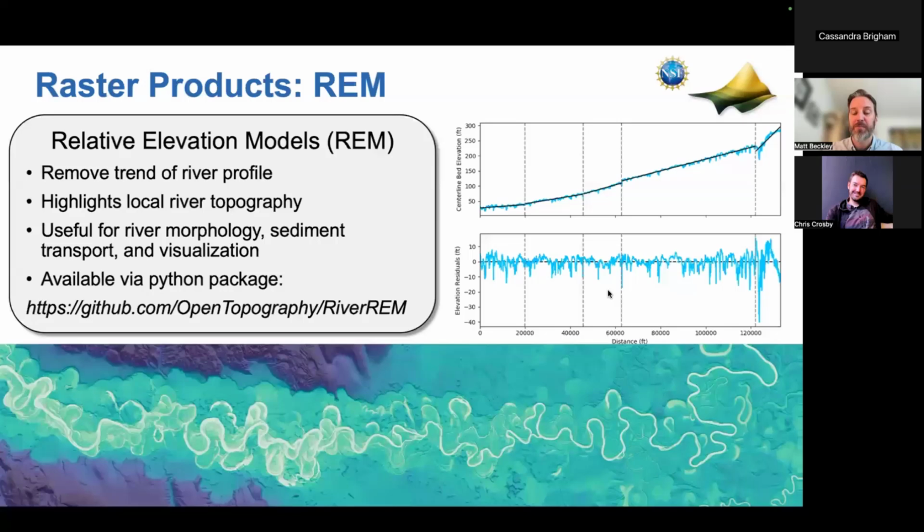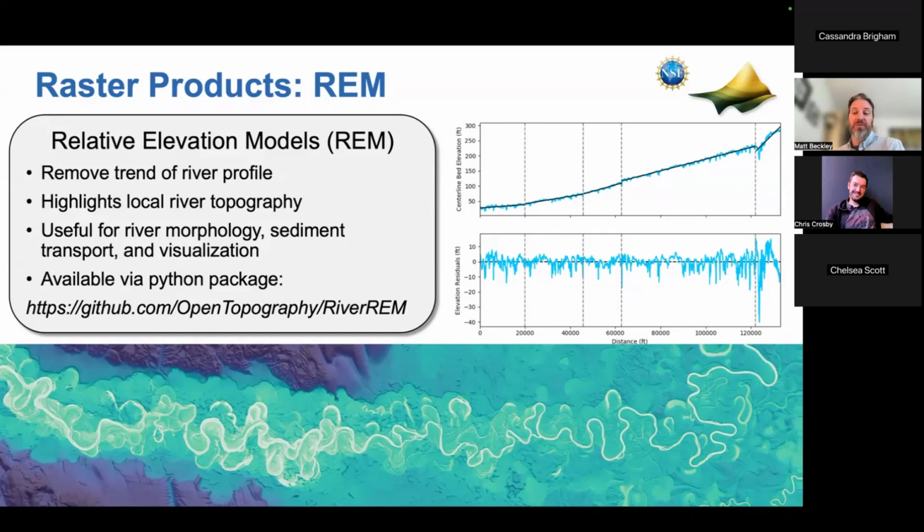What you're left with is this plot in the lower right, where you'll see just the localized elevation changes of that river profile. This is really interesting. It highlights the local river topography. It's really useful for river morphology and modeling sediment transport, and it makes really cool visualizations on top of that.